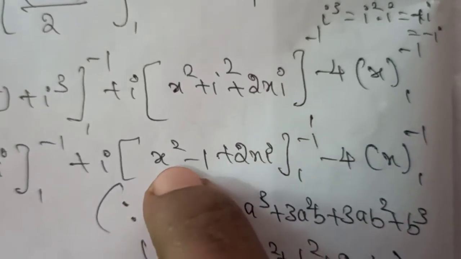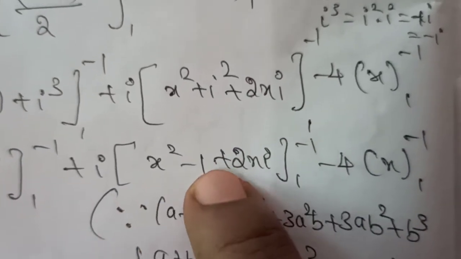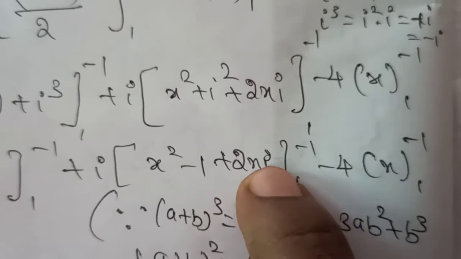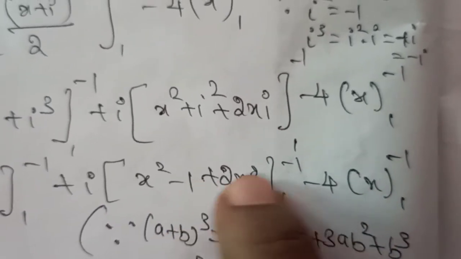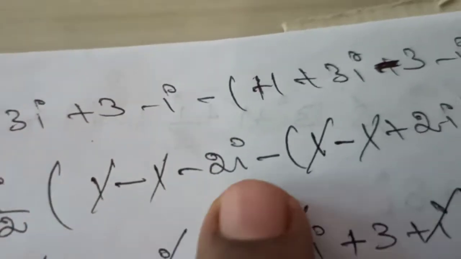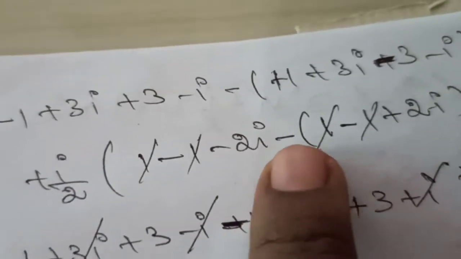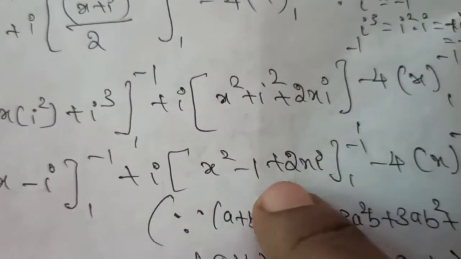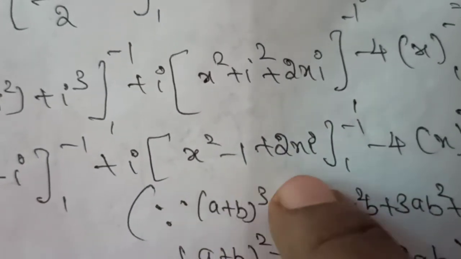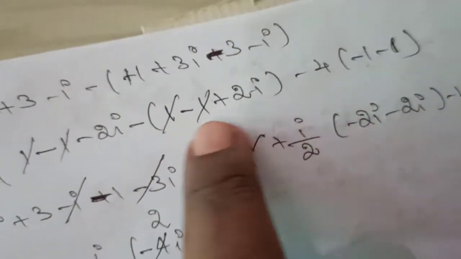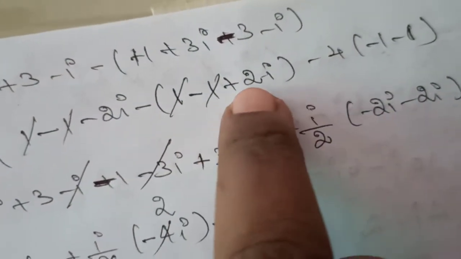Next go to the second term, plus i into: first substitute x equal to minus 1. So minus 1 the whole square becomes plus 1, minus 1 plus 2 into minus 1, you can write plus into minus 1 becomes minus 2i. So the upper value is over: 1 minus 1 minus 2i. Then substitute the lower value, x equal to plus 1. Put x equal to 1, it means 1 minus 1 plus 2i. You can write here, lower value minus of 1 minus 1 plus 2i.